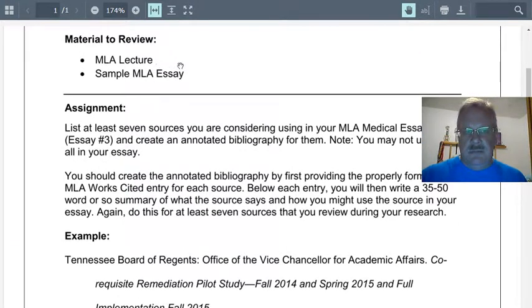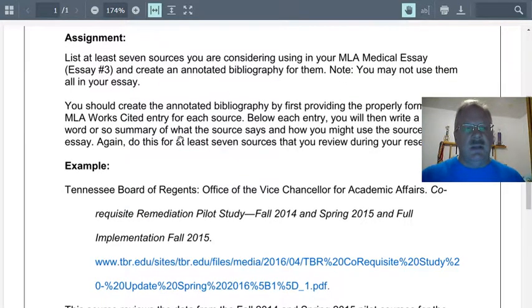If you need to review things, make sure you review the MLA lecture. There's the paper, the printed version up there on Schoology, and also there's the YouTube video I posted earlier. You might want to read through that sample medical essay. It's based kind of on this assignment. She doesn't have images in there, but you can probably look at it to see where she could.